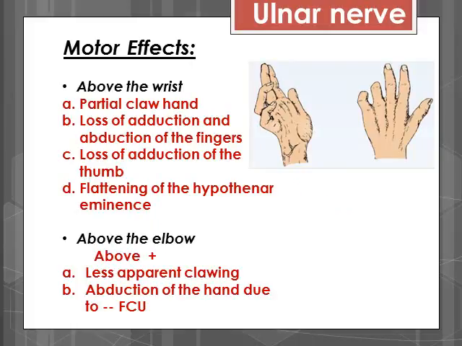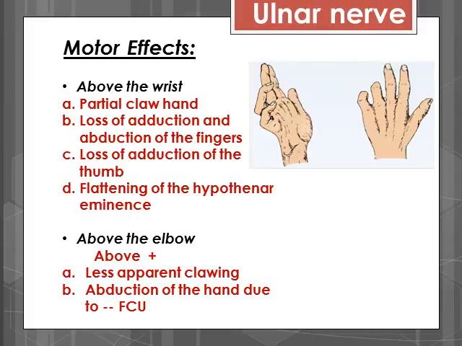Injury of the ulnar nerve leads to a number of motor and sensory effects. These effects differ according to the level of injury. If the injury occurs above the wrist, the resulting motor effects include partial claw-hand deformity, loss of abduction and adduction of the fingers, loss of adduction of the thumb with flattening of the hypothenar eminence.